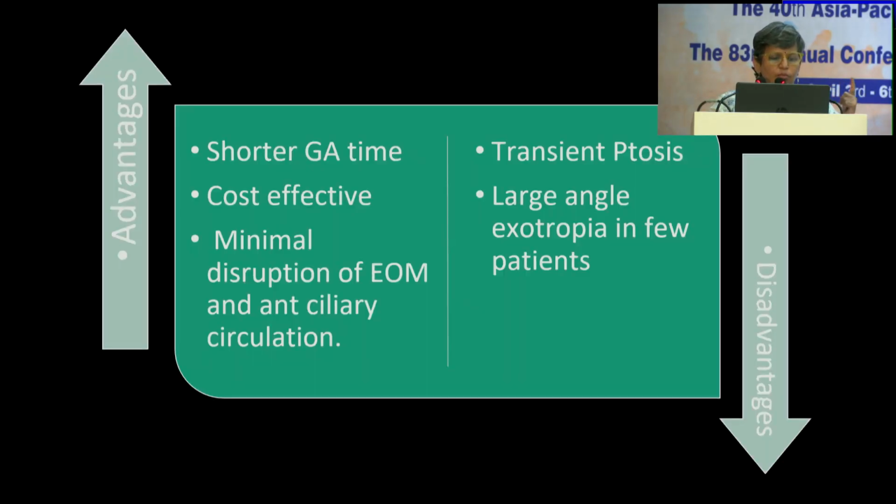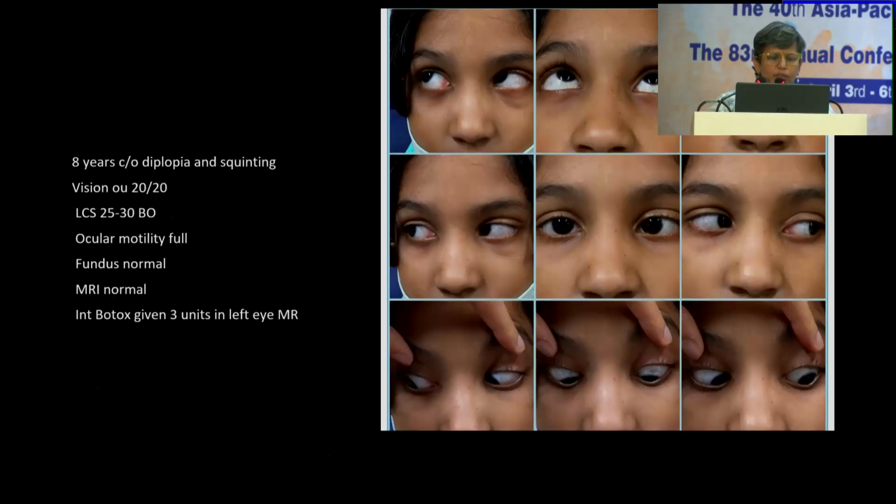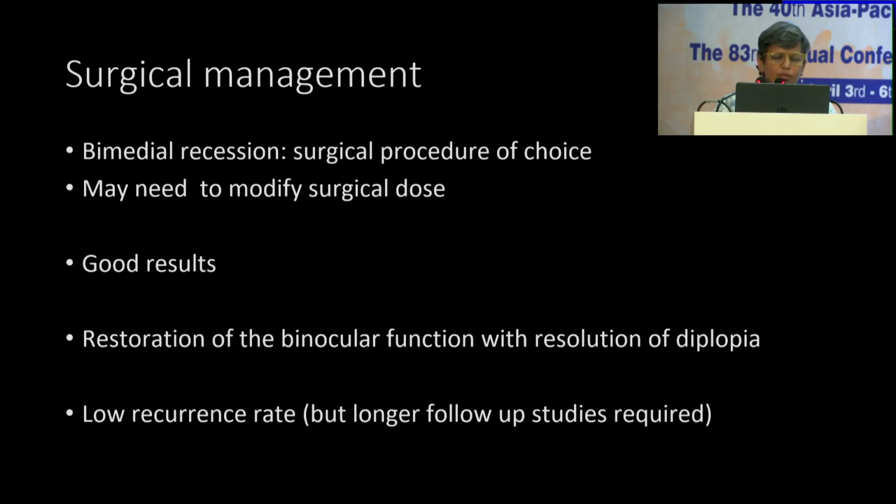So the advantages of botulinum toxin: shorter GA, cost effective, and minimal disruption of extraocular movements. Downside: transient ptosis and sometimes large angle exotropia in a few patients. So this is the evidence, as I mentioned earlier. This is a successful case following botulinum toxin. We gave it; you can see left esotropia, and this is her three months after treatment, and as you can see, she is maintaining orthotropia with good alignment.